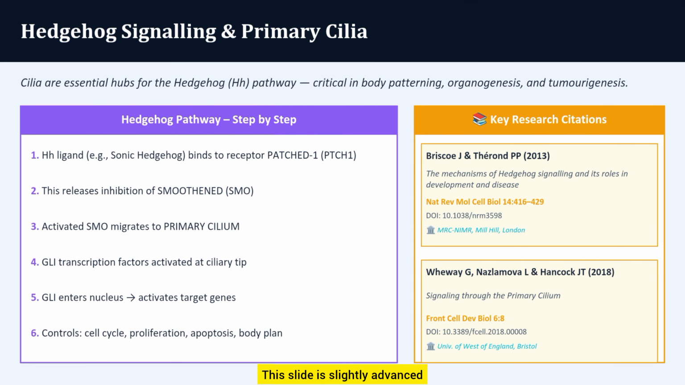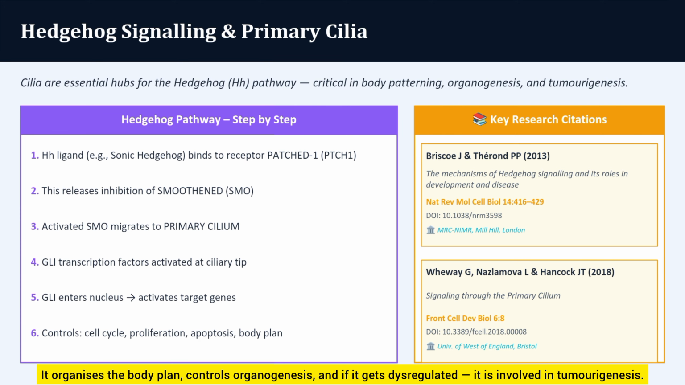This slide is slightly advanced, but also very important. Gray's Anatomy directly cites 2 research papers on this topic, so we will cover those as well. Primary cilia are essential for the hedgehog signaling pathway. What does the hedgehog pathway do? It organizes the body plan, controls organogenesis, and if it gets dysregulated, it is involved in tumorigenesis.